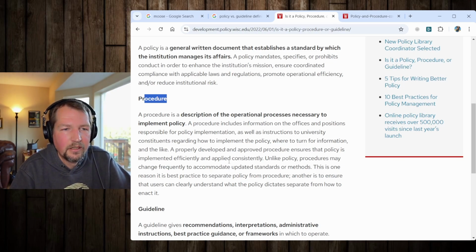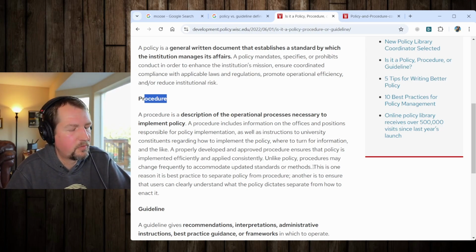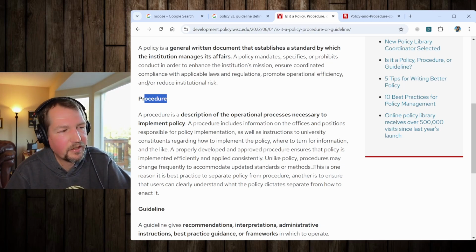Okay, let's see. Unlike policy, procedures may change frequently to accommodate updated standards or methods. Yeah, that's correct. So if you have an expense report policy that says you have to fill out an expense report in a very specific way, and the repercussion, if you don't do it, is that you won't get reimbursed, the procedure may change over time. For example, in 2020, everybody had to work from home because of the pandemic that was going on.